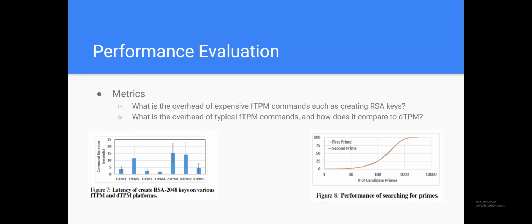The figure on the right is the performance of searching for prime numbers. So the TPM module, in order to generate those keys, needs to have a pool of prime numbers. So you can see how long it takes to achieve those candidates with the time on the y-axis and the number of candidate primes on the x-axis. Next slide.